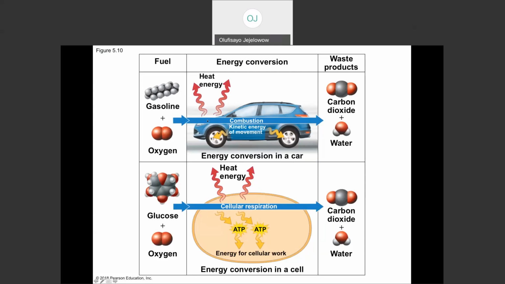However, the efficiency of the energy conversion in a car is only about 25%. In a living cell, it's 34% efficiency. So the living cell is more efficient at energy conversion than the automobile. But either way, still a lot of energy is not properly converted. 66% goes to entropy here, 75% goes to entropy in this system.